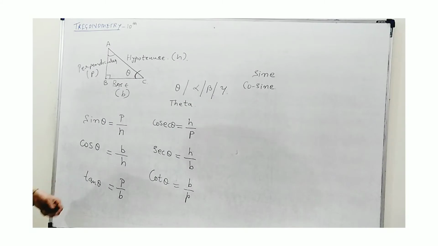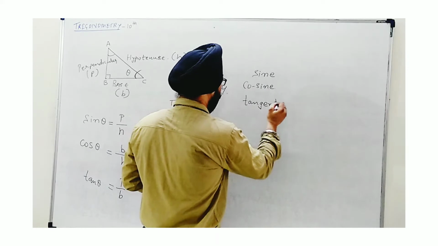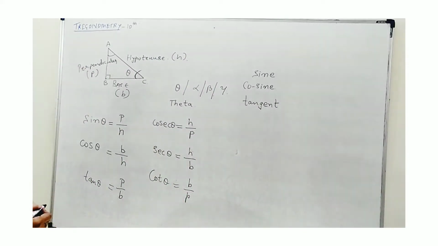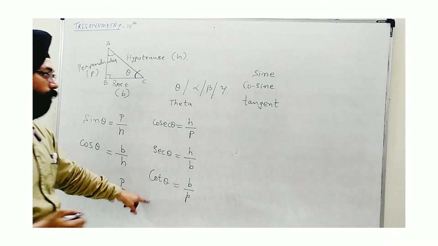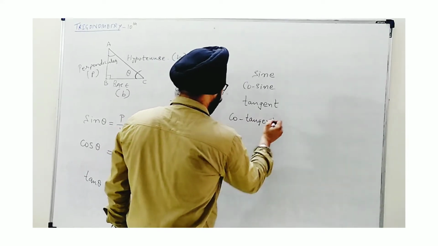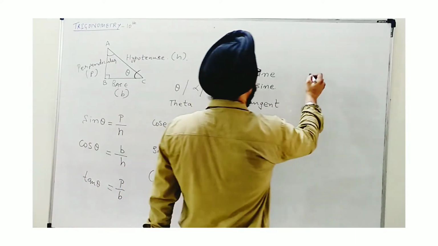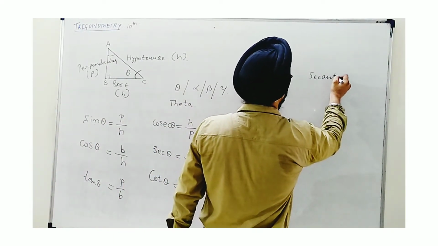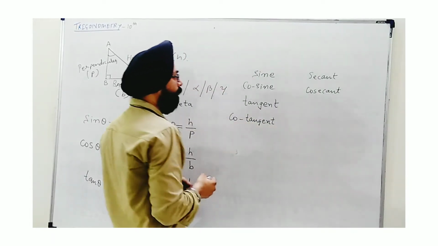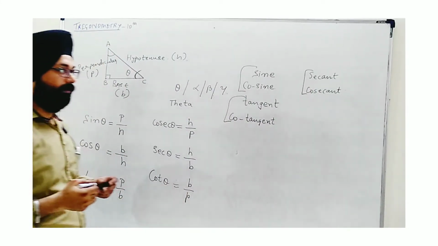Cosine. Tan is written as tangent. Cosec, I will tell you about this later. There is one cot, which actually is cotangent. This is cotangent. Next, sec is known as secant in full form, and cosec, as I said, I will tell you later, is cosecant. Now these can be paired: sine, cosine; tan, cotangent; and secant, cosecant.